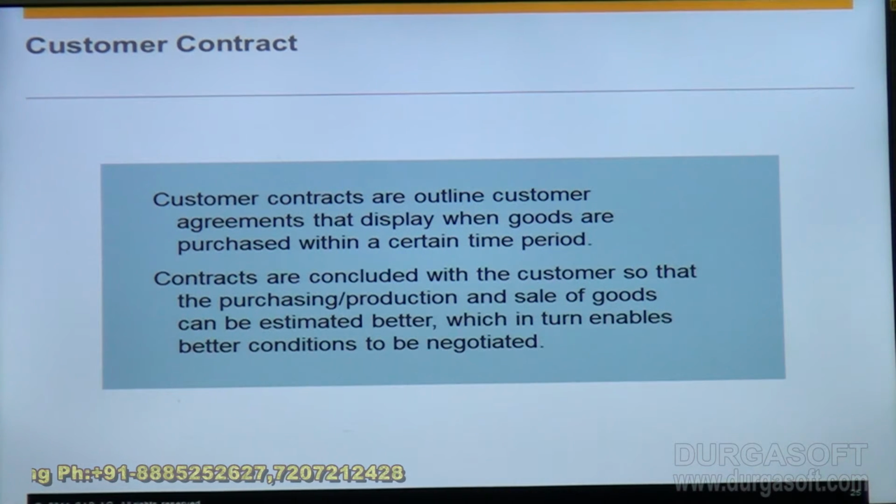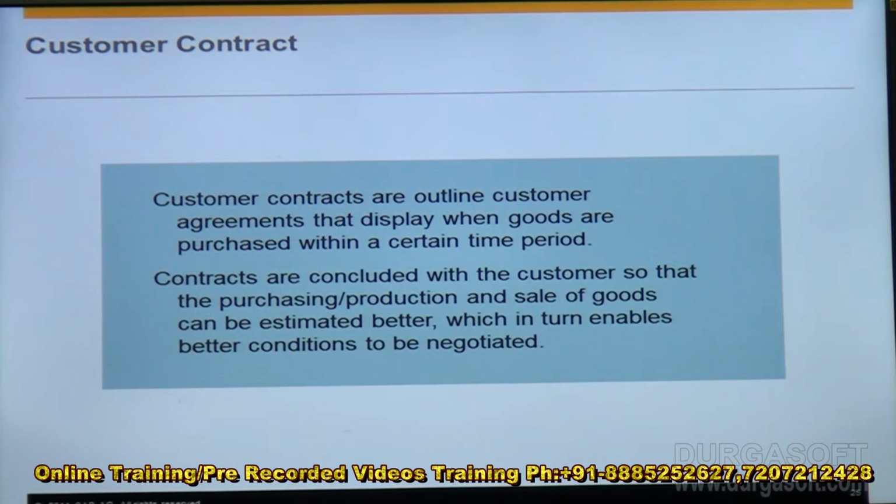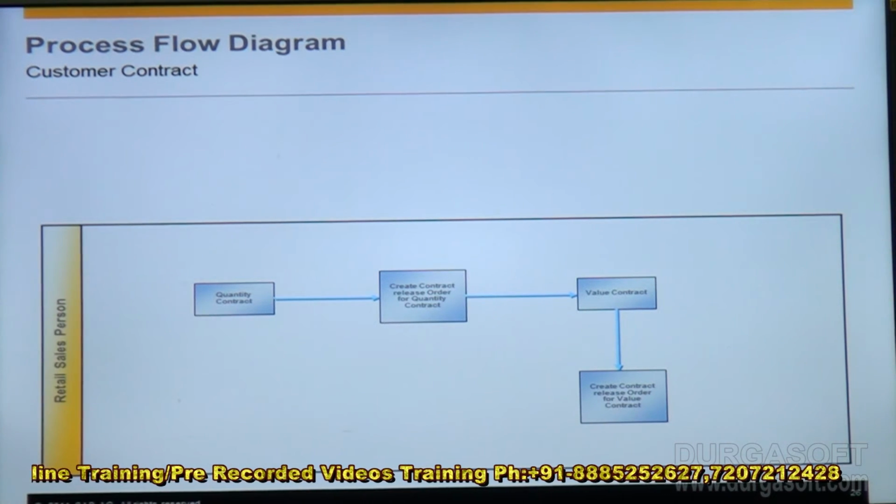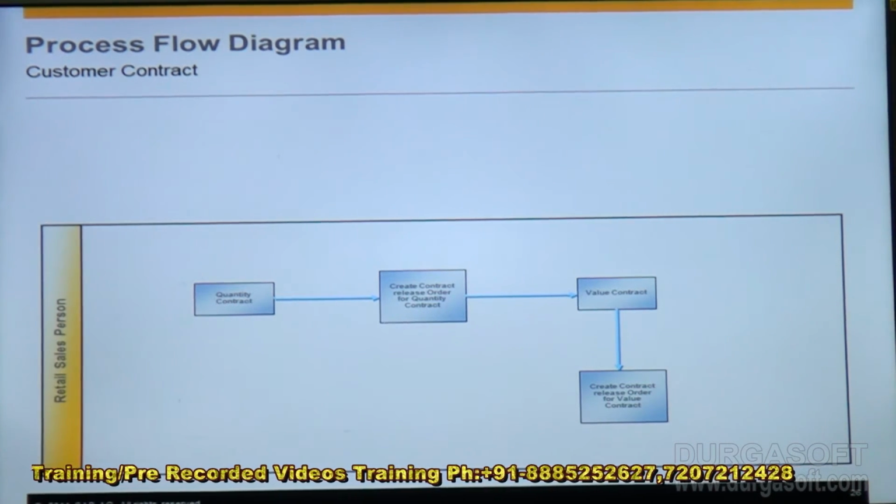Customer contracts are outlined customer agreements that are displayed when goods are purchased within a certain time period. Contracts are concluded with a customer so that the purchasing, production and sales of goods can be estimated better, which in turn enables better conditions to be negotiated. So this shows the negotiation process where you can get all those requirements to take place here. And this is a customer normal contract information where we can get things ready, and we'll go with all the stuff here.